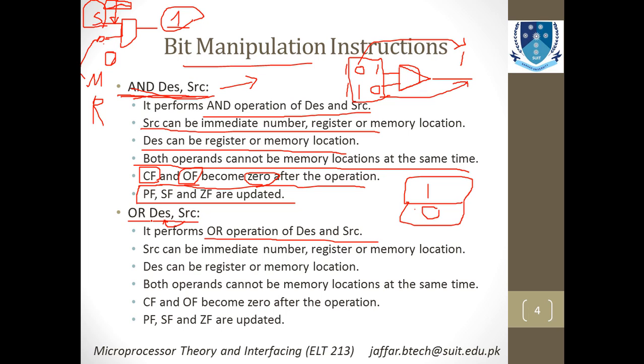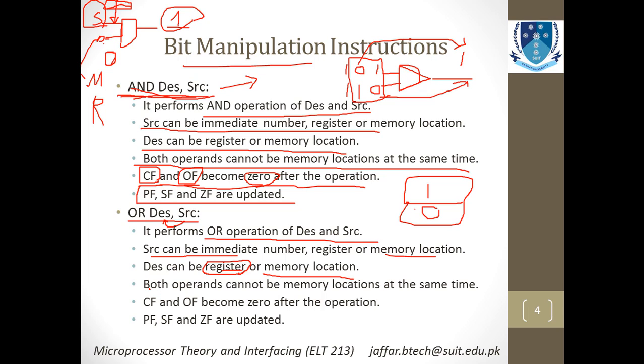So this is the OR instruction that is used for the manipulation of the data. And again the same thing: the source can be an immediate number, a register, or any memory location, and the destination can be a register or a memory location. It cannot be an immediate number, because you cannot directly access the destination register. The destination register is specifically kept for the outputs, and you cannot directly provide the input to the output register. So you cannot use an immediate number as a destination.